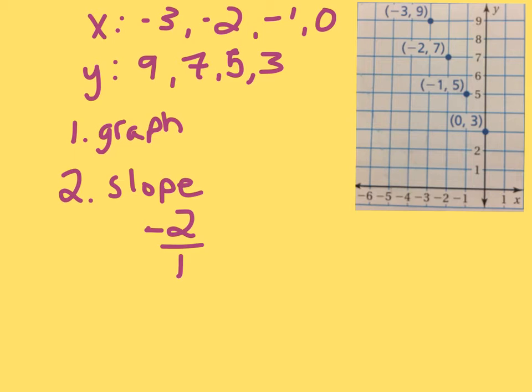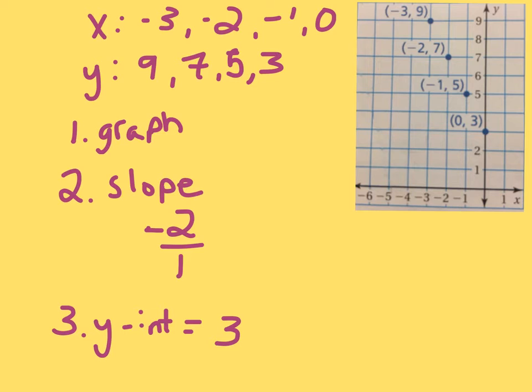My third step, recall, is to find the y-intercept. Where does this line cross the y-axis? Alright, well, let's take a look. Here's the y-axis. Where is the line going to cross that y-axis? It's going to cross right here at this point. So what y value is that? That's 3. And so my y-intercept is equal to 3.